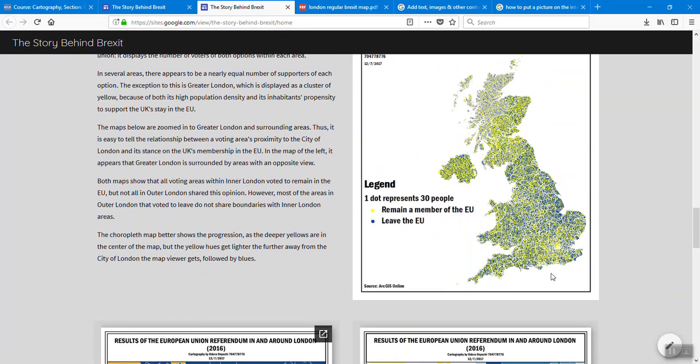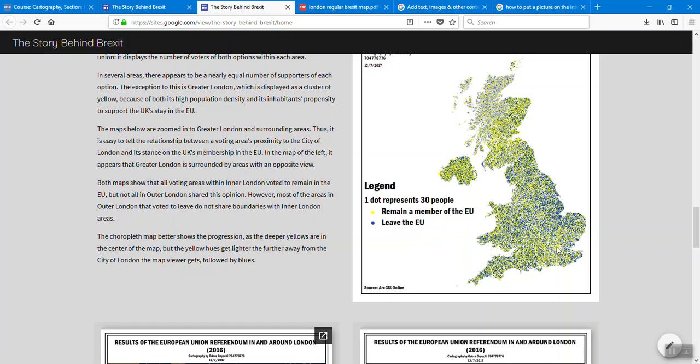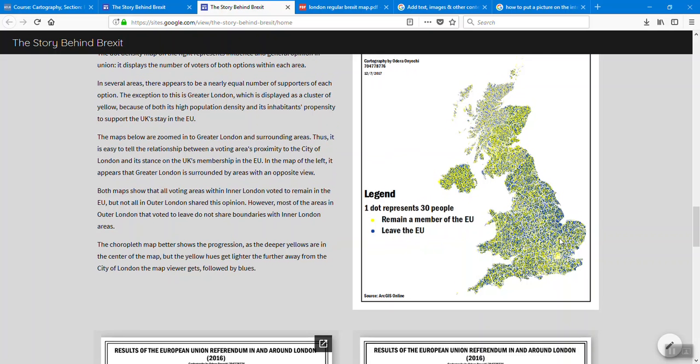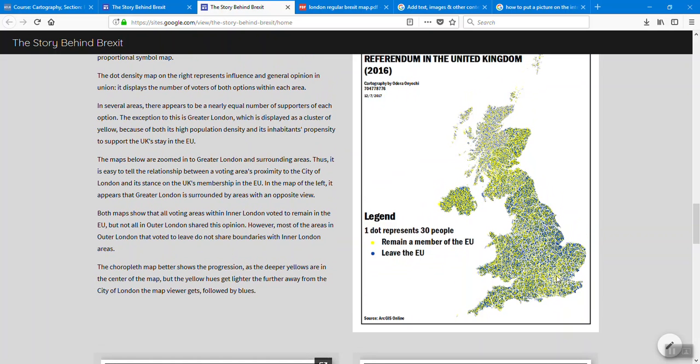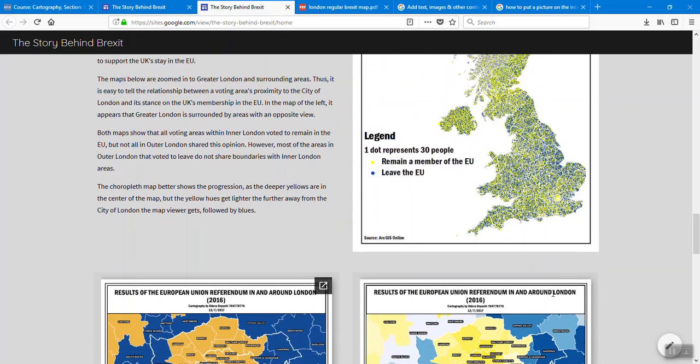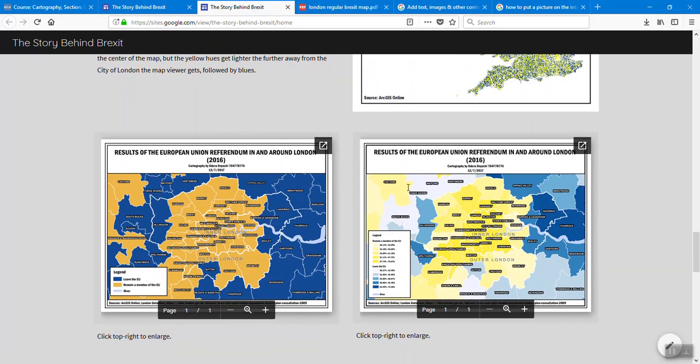But because of the cluster of yellow here, I decided to zoom into London to look at why, because I noticed this is the only place that has such a huge cluster. So I zoomed into London to look at why they voted the way they did. These two maps are of Greater London, so there's Inner London and Outer London.